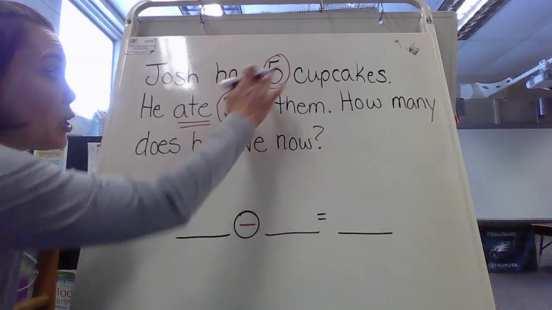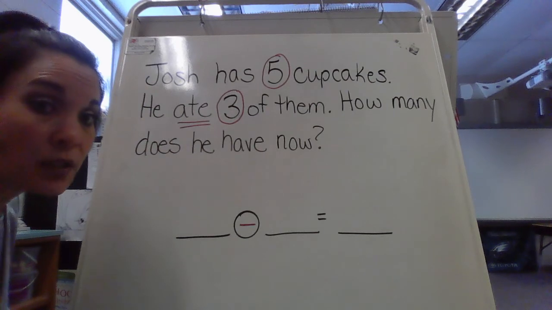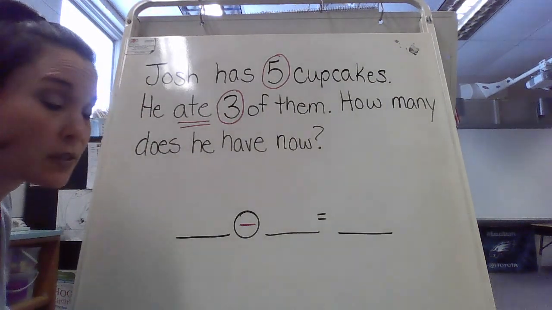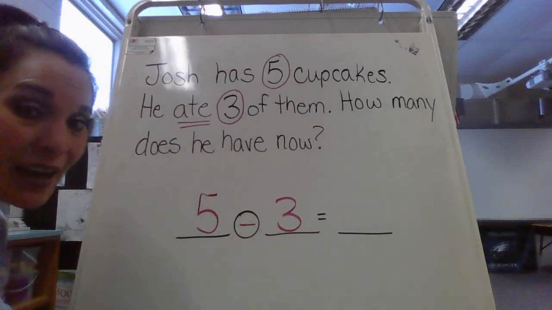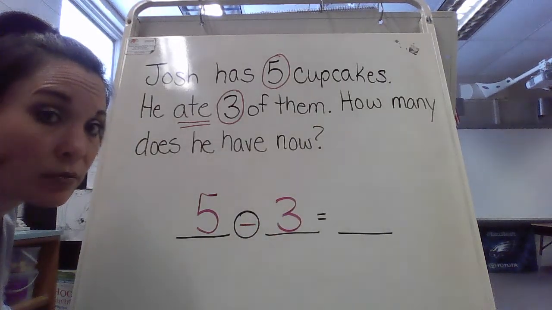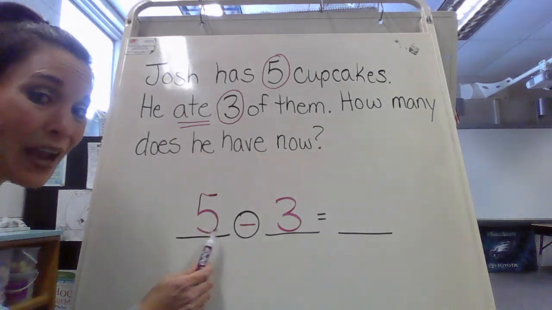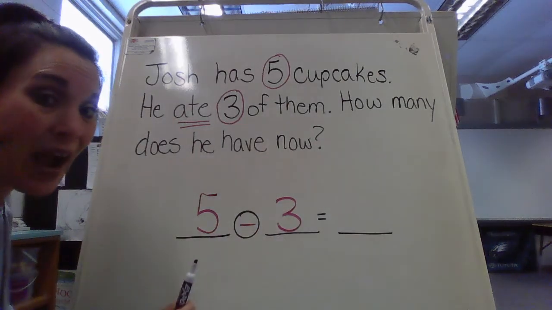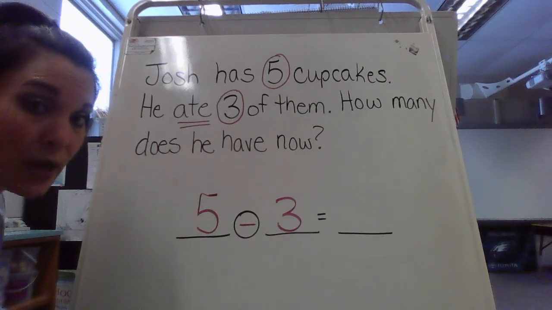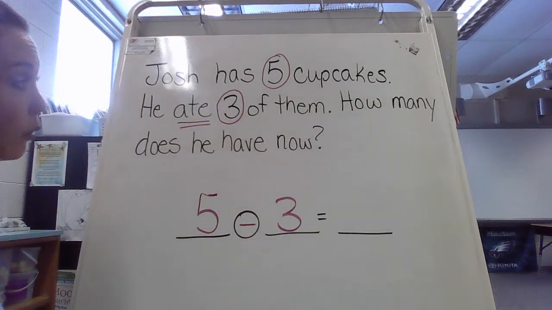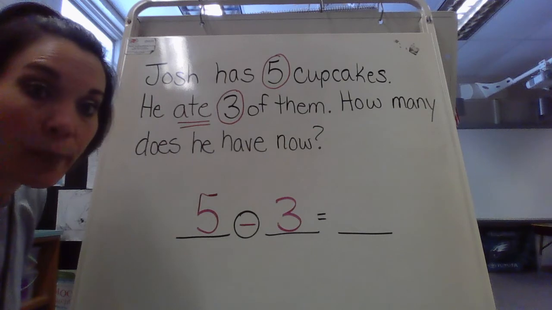We still need to use our special numbers to make our number sentence. 5 and 3, but I'm not going to say 5 plus 3. I need to say 5 minus 3. I could also say 5 take away 3. So now we got to figure out, we got to get a picture up here.